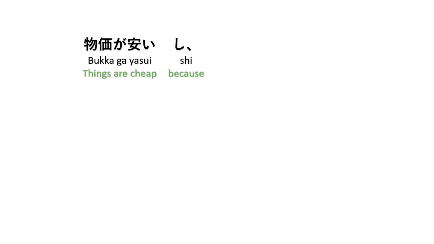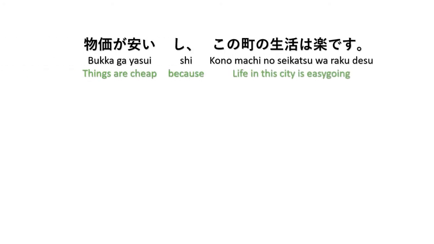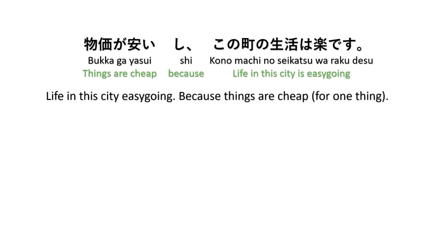Bukka ga yasui shi, kono machi no seikatsu wa raku desu. Life in this city is easygoing because things are cheap for one thing. Now, if there is only one explanation, this implies that there are other reasons for the situation. Because things are cheap for one thing, okay? So we do not use kara here if there are other reasons that we have in mind.